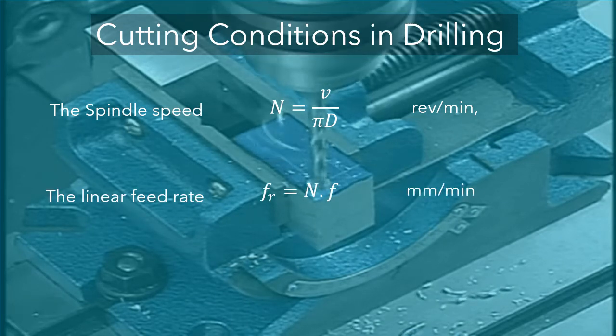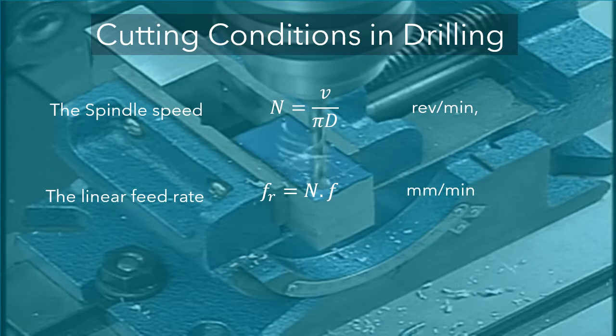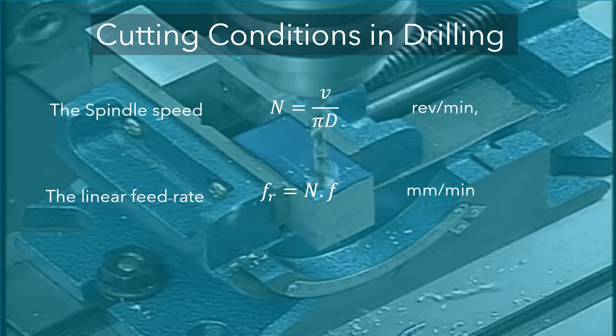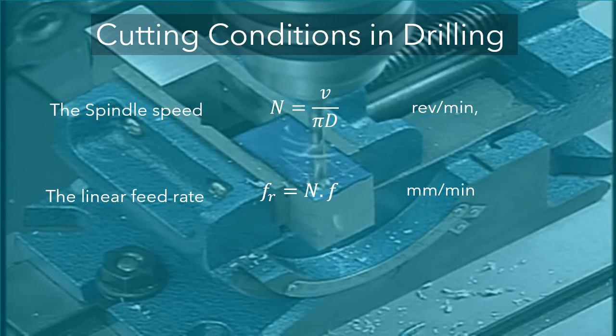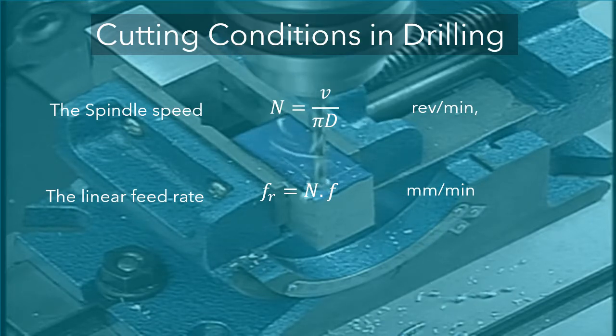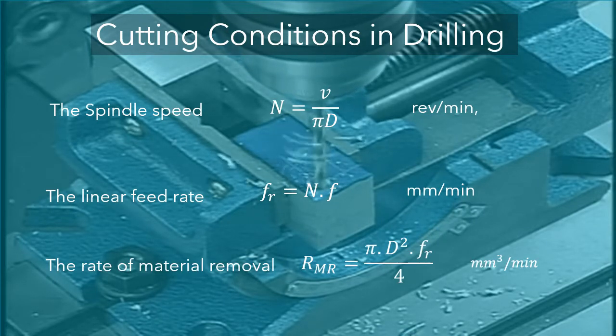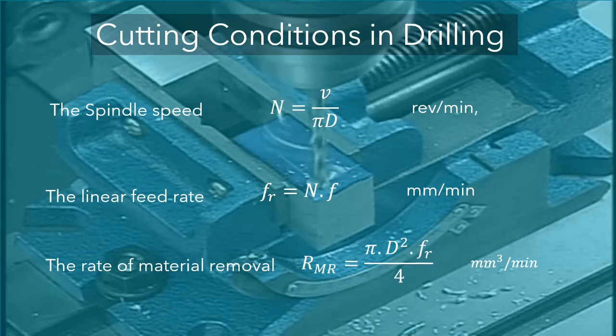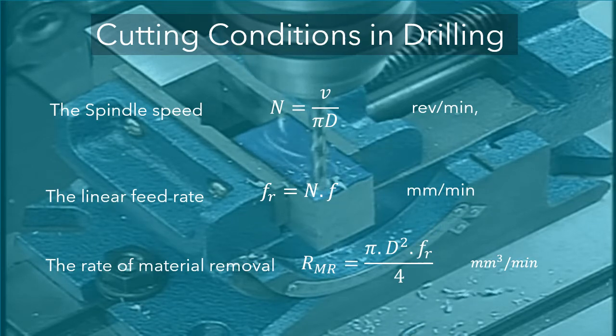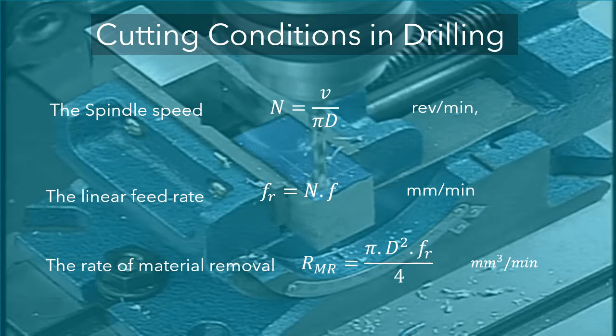The feed can be converted to a feed rate using the same equation as for turning. In this equation, Fr is the feed rate in millimeters per minute. The rate of material removal is determined as the product of the drill cross-sectional area and the feed rate.